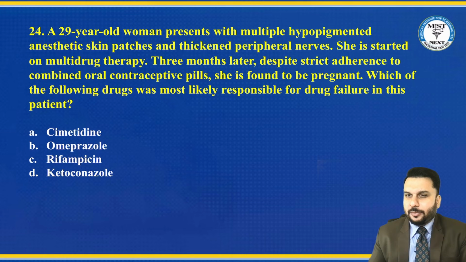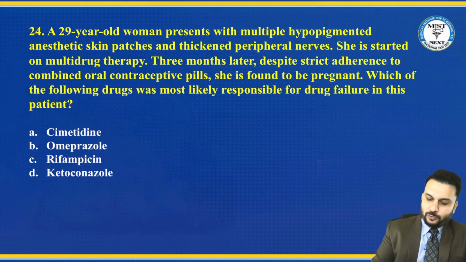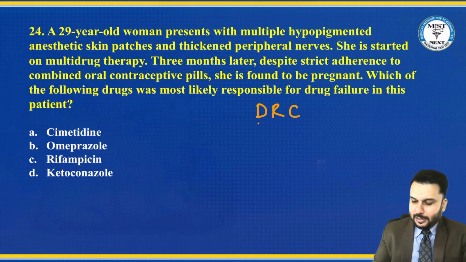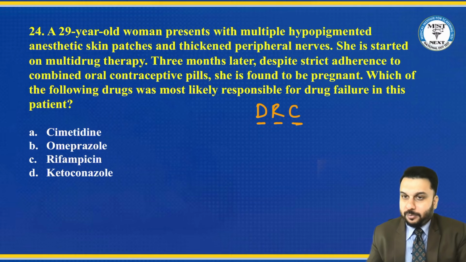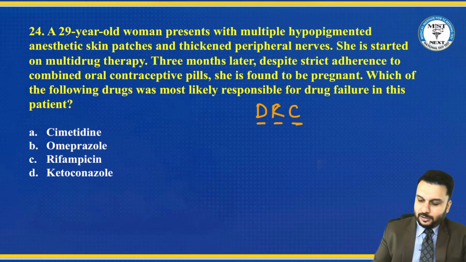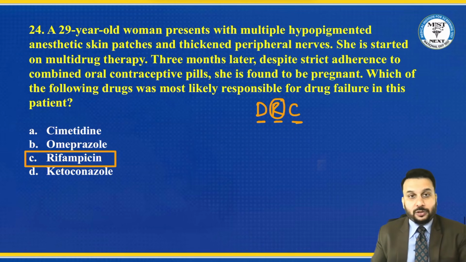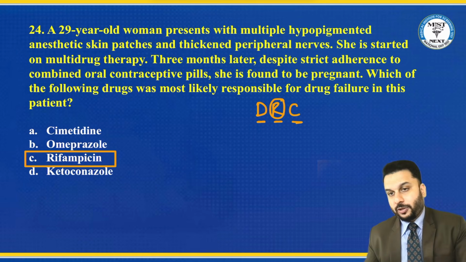So multiple hypopigmented anesthetic patches means she was having leprosy. Now, if you talk about leprosy, the treatment that is given is called DRC: dapsone, rifampicin, and clofazimine. Those are the drugs given there. And from the drugs, rifampicin is the one that would have caused the OCP failure. Now, this is a very classical case. I have told you multiple times during the classes also. You must remember this rifampicin and OCP story.